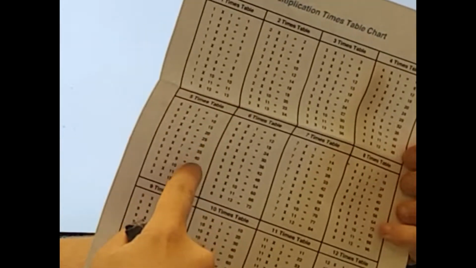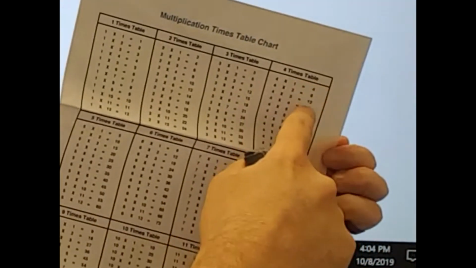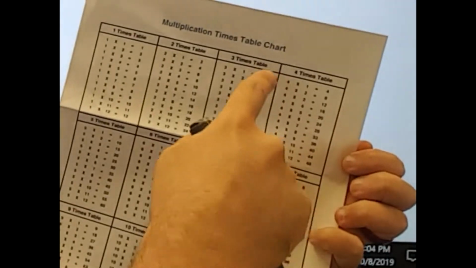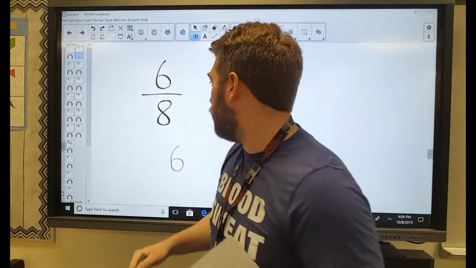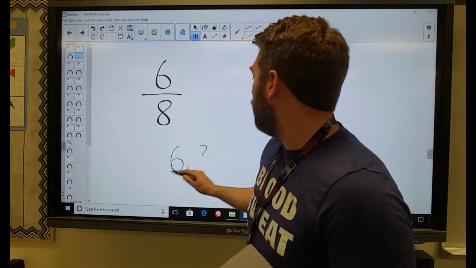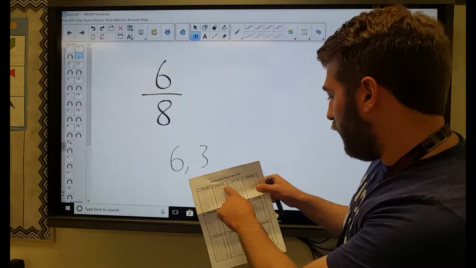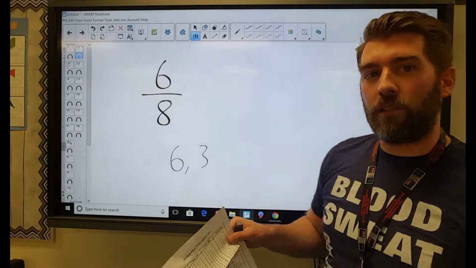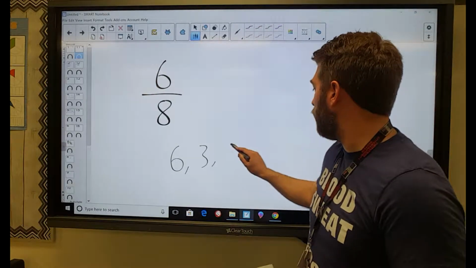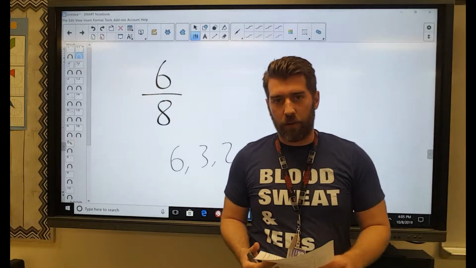5 does not have a 6 with it. 4 does not have a 6 with it. 3 does have a 6 with it, so 3 is a factor. Now I'm going to look at 2. 6 does go with 2, so 2 is one of our factors.